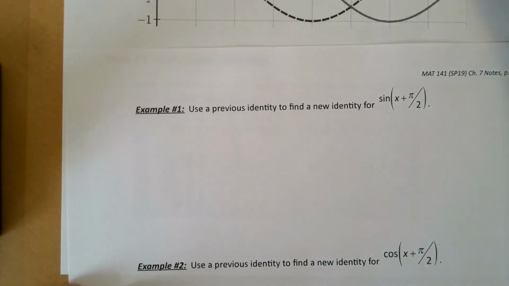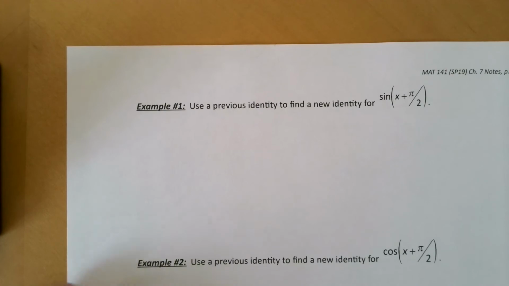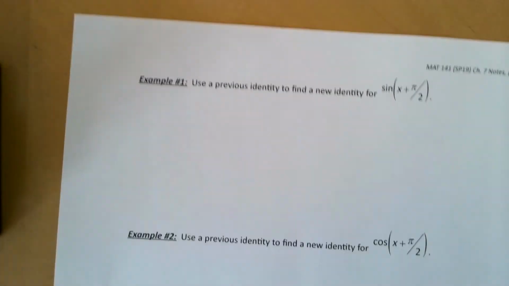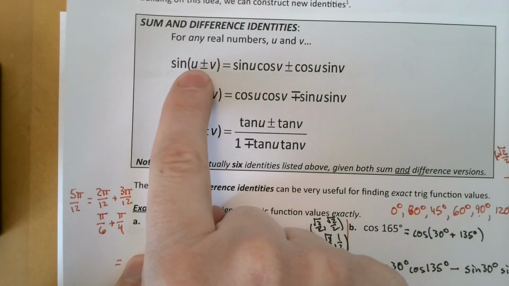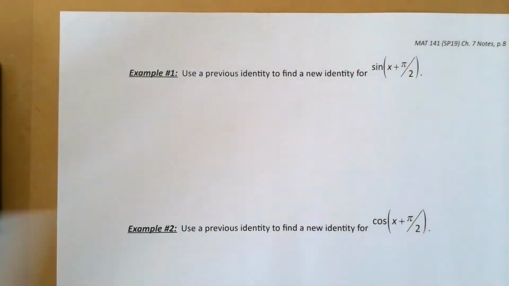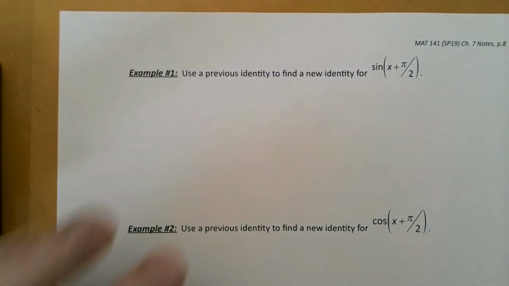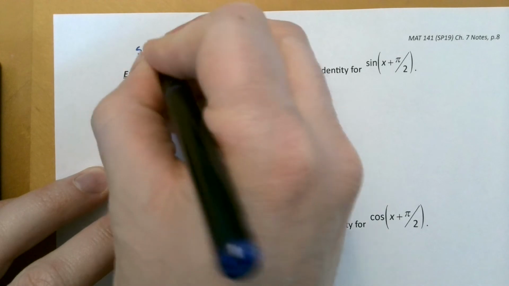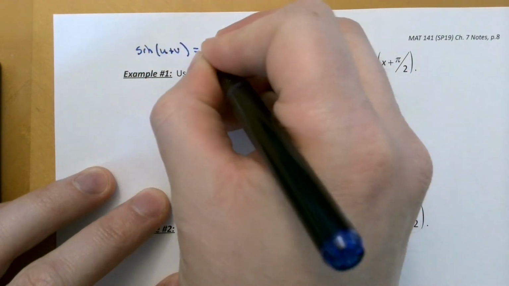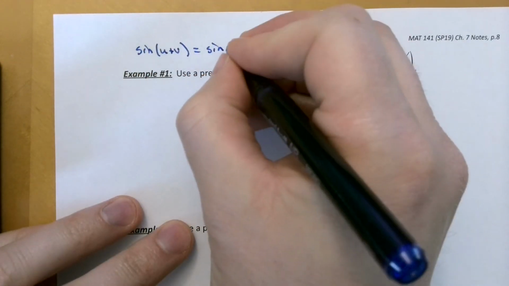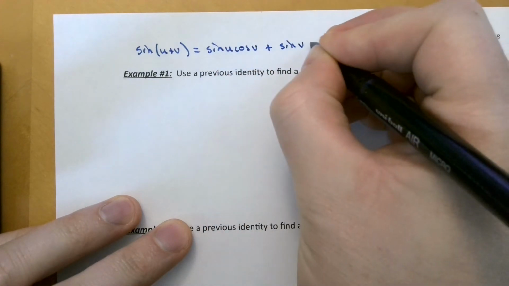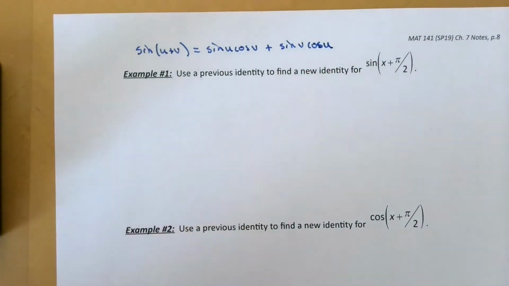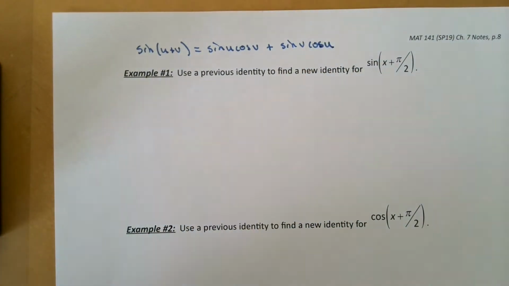Okay, we're going to actually prove one of these using a previous identity. And that previous identity is the one from the last section, the sum identity. That is this one, sine of u plus v equals blah, blah, blah. All right, so I'll write the identity up here. Sine of u plus v equals sine u cosine v plus sine v cosine u. So we're going to do that for this thing and just see what falls out.